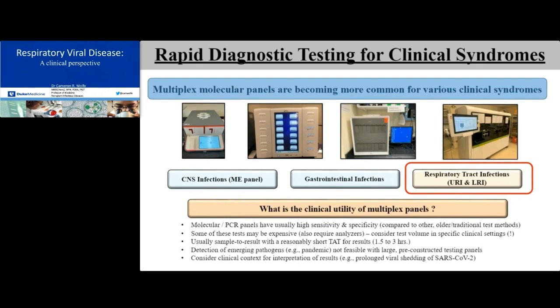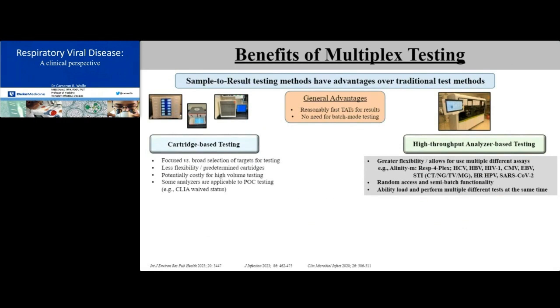The utility of respiratory multiplex testing, specifically focusing on COVID, influenza, and RSV, has been proven to be of clinical utility in various healthcare settings, and especially for immunosuppressed patients. However, one drawback of pre-constructed multiplex panels using cartridge-based testing has been that such panels are not easily adjustable to emerging novel pathogens, especially during the time of a pandemic. So multiplex testing in general, as I mentioned, and as shown here on the slide, shows benefits for various clinical settings and usually has reasonably short turnaround times for results.